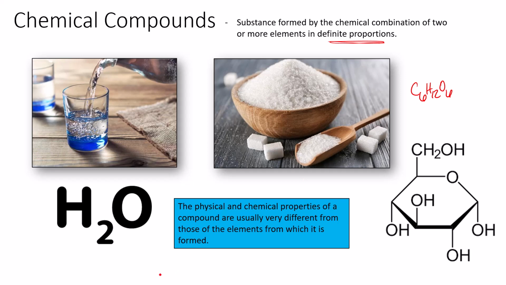The physical and chemical properties of a compound are usually very different from those of the elements from which it is formed. If we look at water, water is a perfect example. Hydrogen and oxygen are both gases when in the normal element state, but when you put these 2 gases together, it creates a liquid chemical compound made up of the atoms that were gas at their pure state.